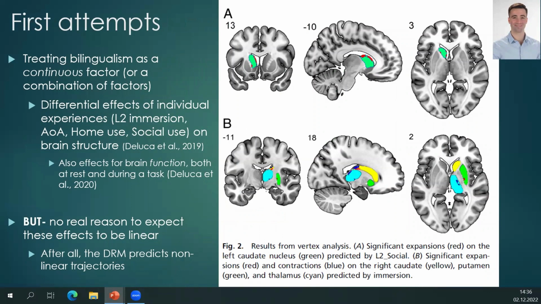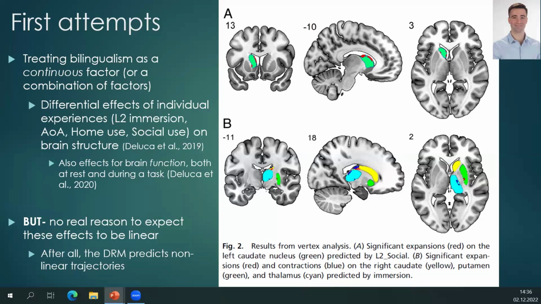So one of the first attempts that was done was with this pattern here. And we treated bilingualism as a continuous factor for the first time. So we used a questionnaire, the LSBQ, if you're familiar, measuring their engagement in L2 use in social settings, in home settings. We also measured their immersion in an L2 environment, the age of acquisition, and so forth. And we used all these measures as predictors of brain structure, and subcortical structures in this case.